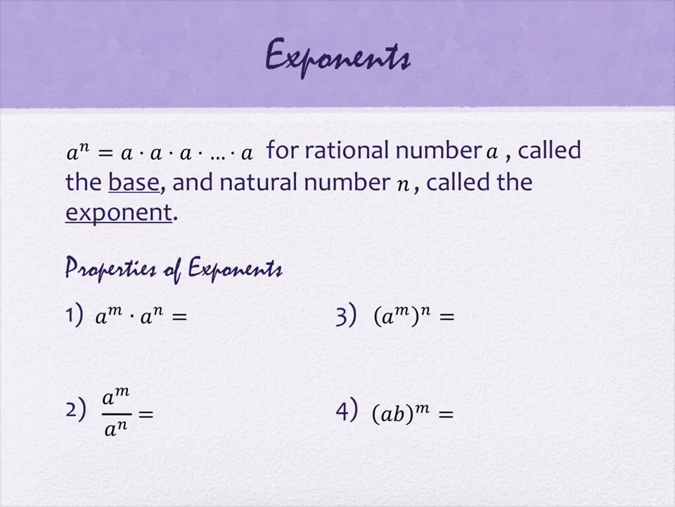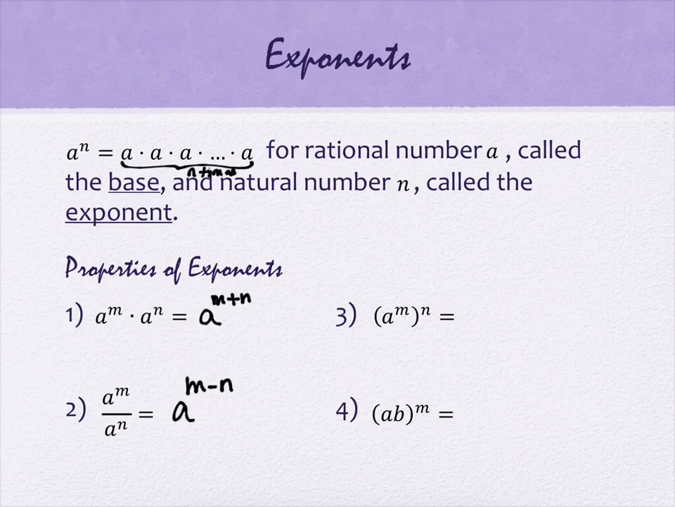All right, so A times A times A times A times A, all of this is repeated multiplication, n times. So A to the power of n means multiplying A together n times for a rational number A. A is called the base, excuse me, and the n is called the exponent. When we have A to the m times A to the n, we add the exponents, A to the m plus n. So then on number 2, what do you suppose is going to happen when we divide them? We are going to subtract.